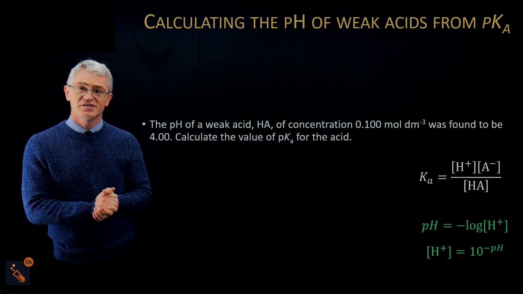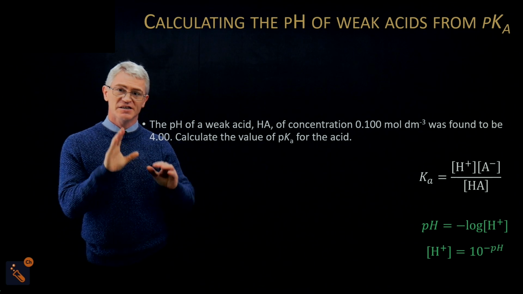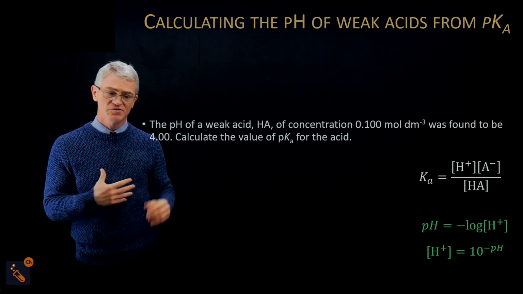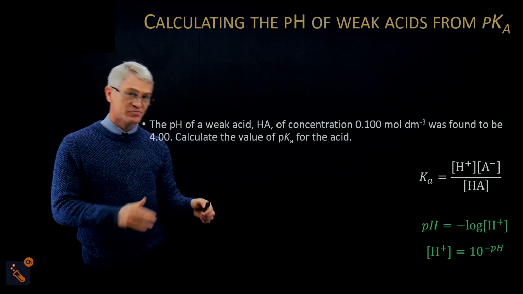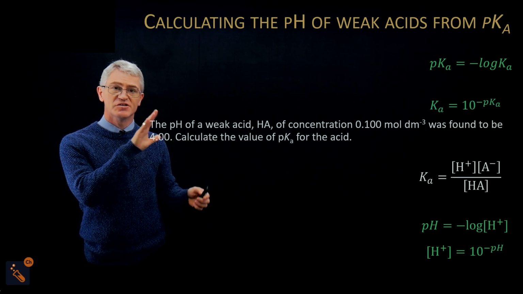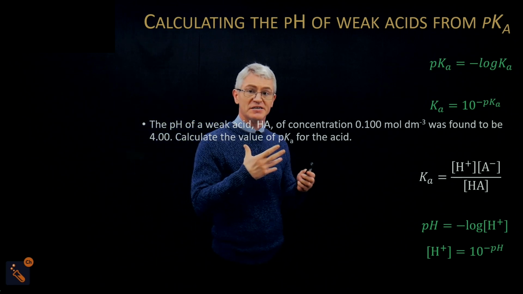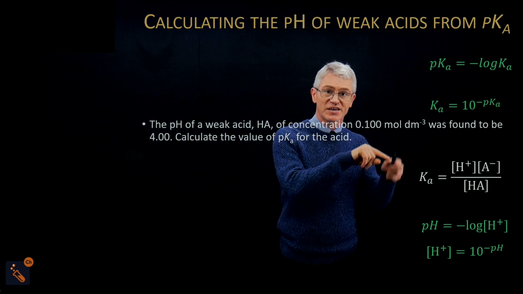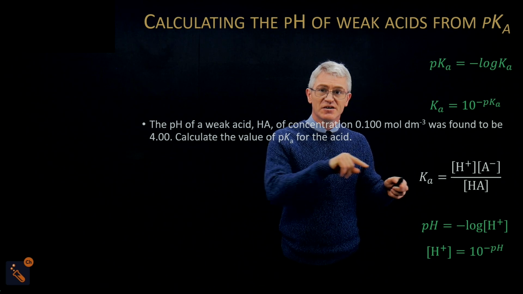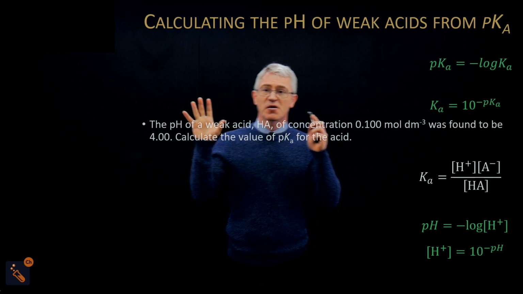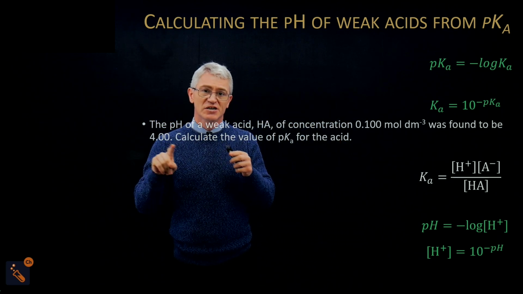So the next type of question is to calculate the pKa for the acid, where we twist it all around and move it all around. Again, make sure you have those equations up in the corner. We need to calculate the pKa. To get the pKa, we have to calculate the Ka first. One of the tips is, if you're given a pH, make sure you change that into H plus straight away.